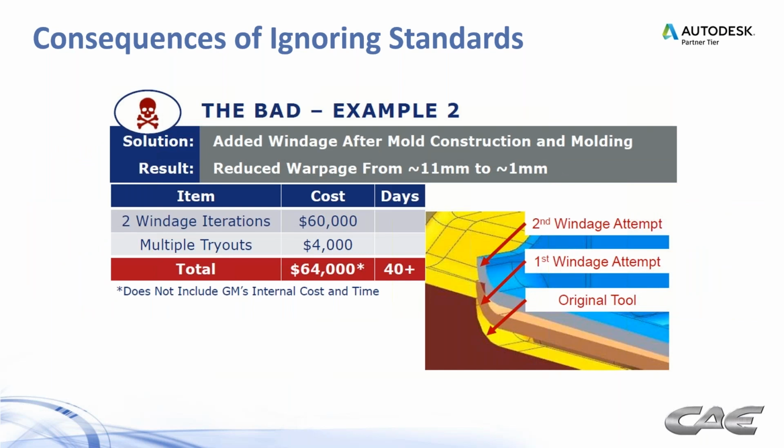Here's another example where the warpage wasn't paid attention to, and they ended up having to do a couple of windage iterations, which cost them $64,000 and 40 plus days of doing a trial and error type of windage analysis. So you see the original tool was cut down here. They did one windage attempt that didn't quite get it. They put a little bit more windage in there and finally got it. So these are the kinds of things that GM over the years has noticed and taken the time to try to fix ahead of time, being proactive about it using Moldflow analysis.